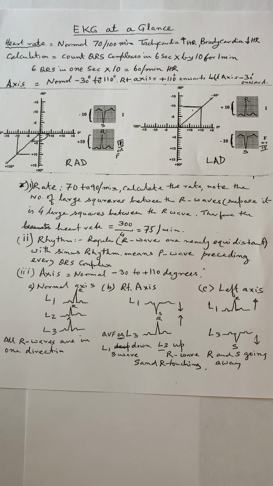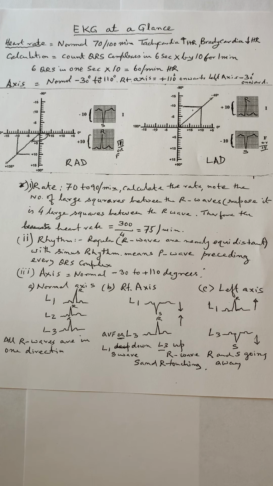Then, the three things I want to emphasize today: one is the heart rate, another is rhythm, and the third is axis. Three things we will be doing today and I will try to explain to you. Normal heart rate, we know, varies from 70 to 100 per minute. And we know a high heart rate is known as tachycardia, and a low heart rate is known as bradycardia.